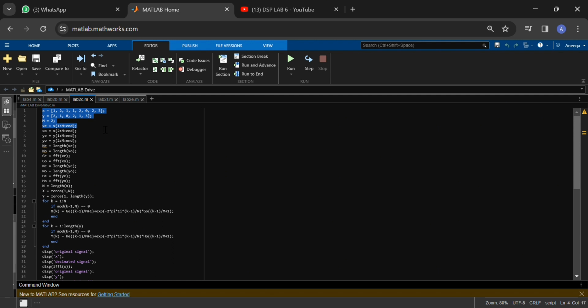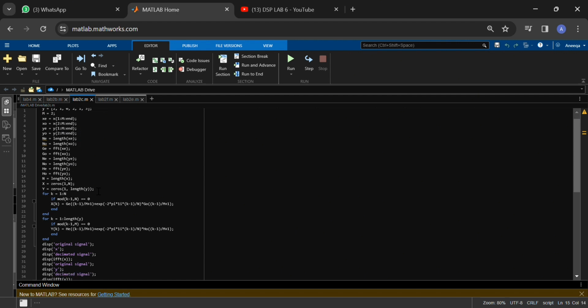This is the even function of x, this is the odd function of x, this is even for y, this is odd for y. Now we have taken the length for both even and odd functions of x and y signals separately. This is the length of x, and this is the length of y, and in between we have taken the FFT functions of x and FFT function of y for even and odd separately. Then we have declared the length of these functions, we have taken the zeros, and we have used the formula for x and y signals separately.